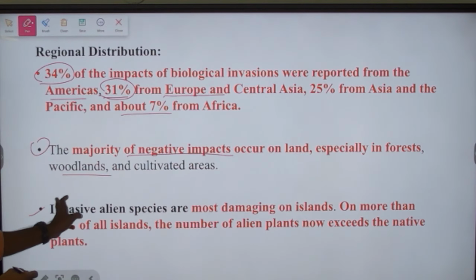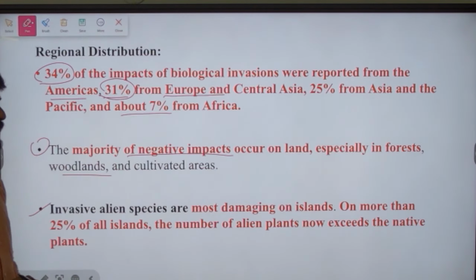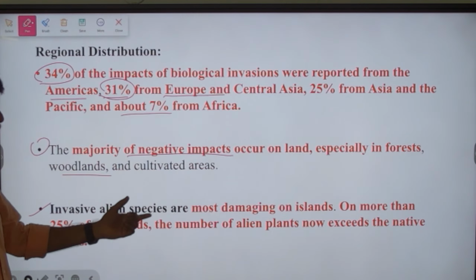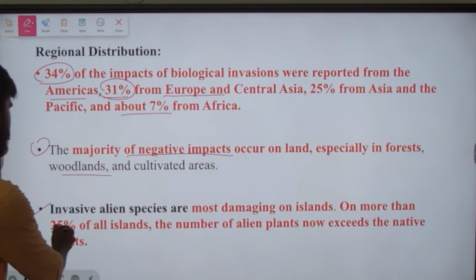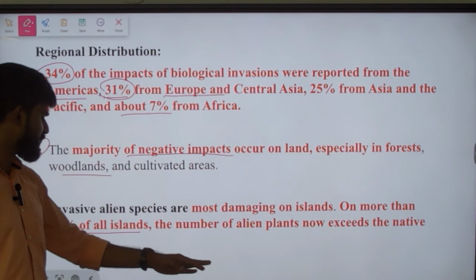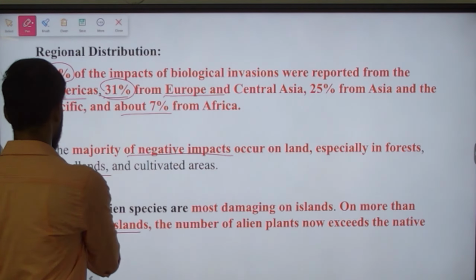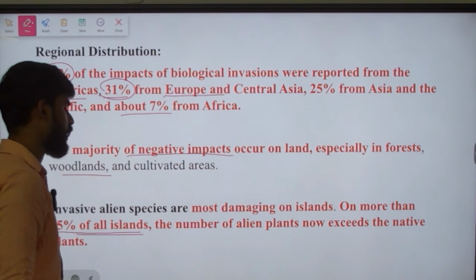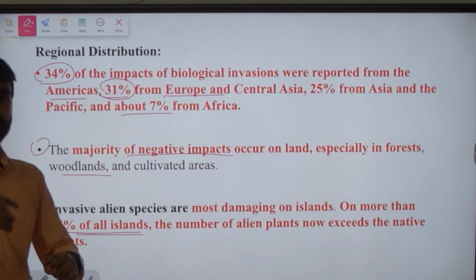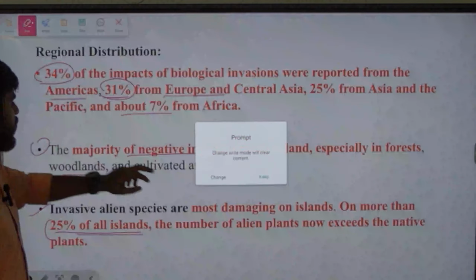Next, invasive alien species are most damaging on islands. This is also important. The next fact is important. On more than 25% of all islands, the number of alien plants now exceeds the number of native plants. So these facts are very important.